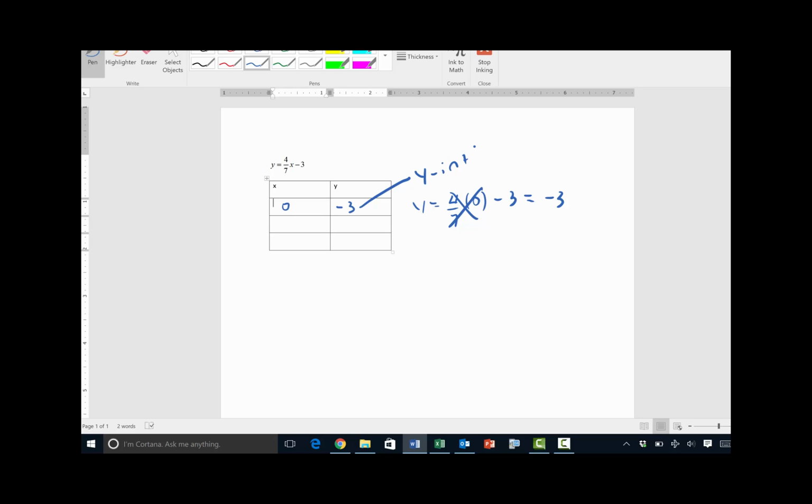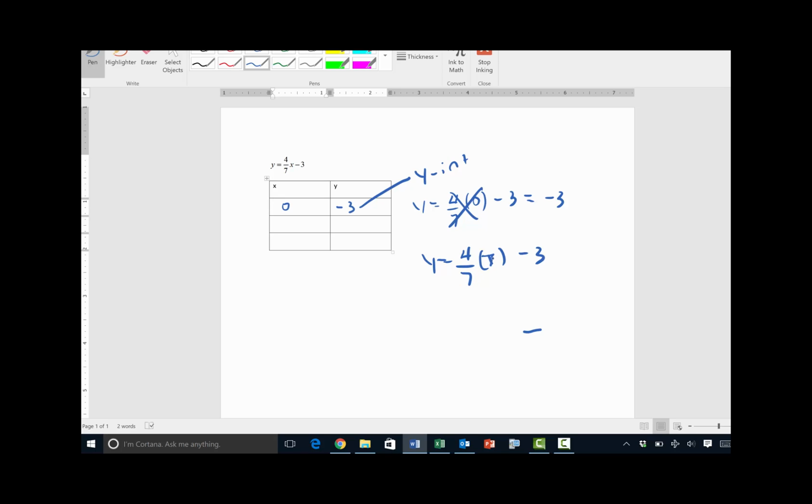Now pick another point for x. Now, why wouldn't you want to choose 1, for instance? Well, if you picked a 1, what would happen here? Y equals 4/7 times 1 minus 3. Sure, that would work. You would actually get a point, but let's be nice to ourselves. Let's choose a number that when I plug it in is going to cancel with that 7. What number would that be?